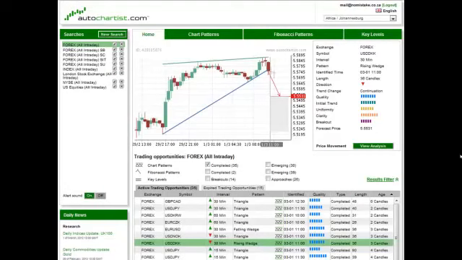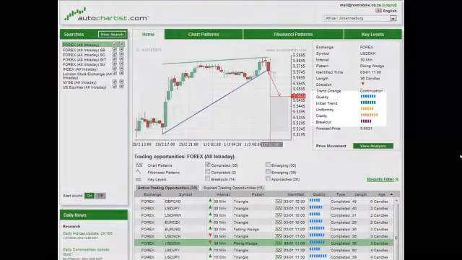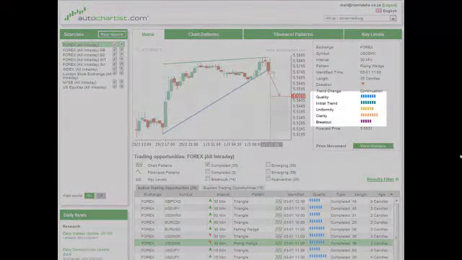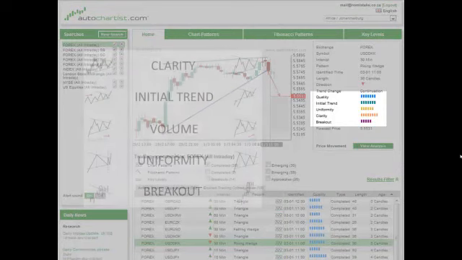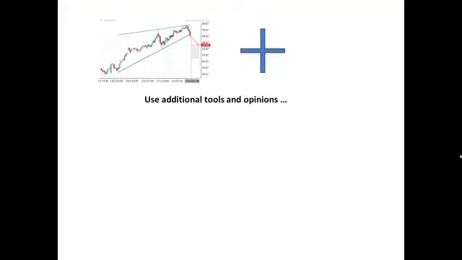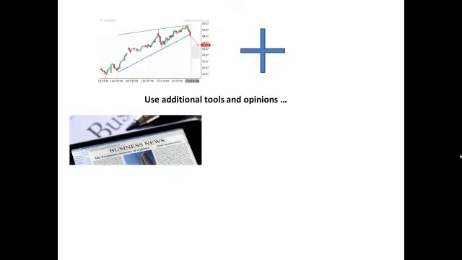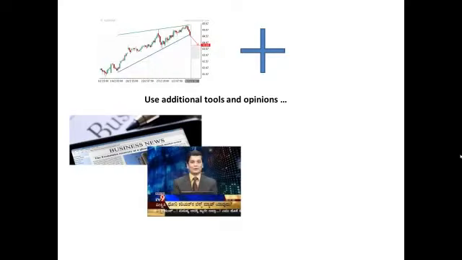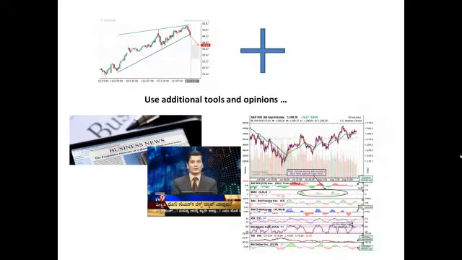With each pattern that AutoChartist identifies, there's also a collection of quality indicators. And there's also a video about quality indicators that will explain them to you in more detail. Chart patterns are a great starting point for scanning the market for potential trade opportunities. But we recommend that you use chart patterns in conjunction with other tools like market news, other technical indicators, or fundamental price information about the stock or the instrument you're going to trade.